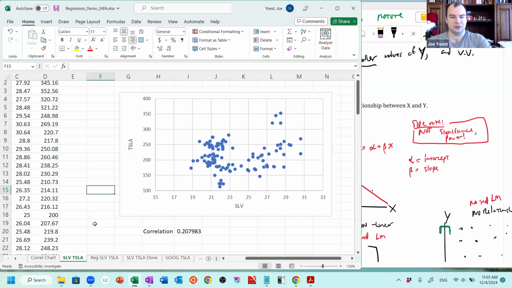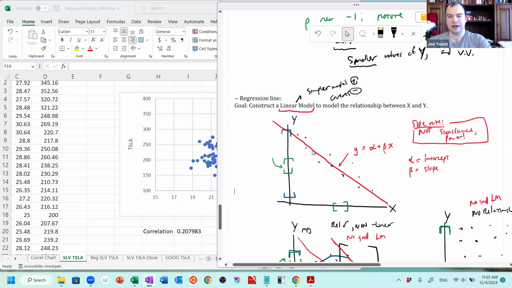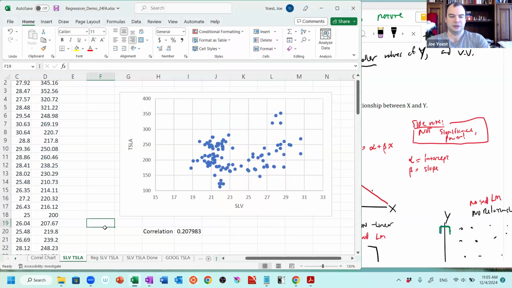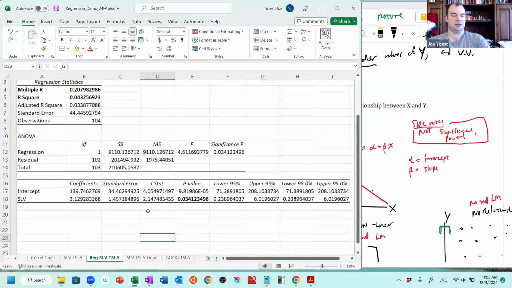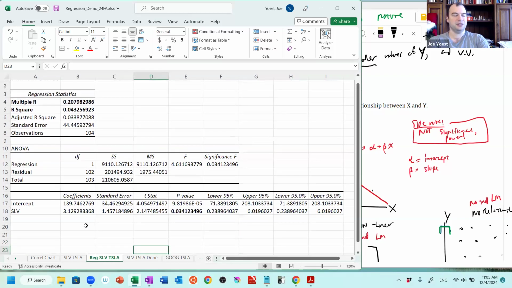If I ask Excel to draw this regression line, to find the values of alpha and beta, roughly speaking, that give the best model, it'll return something like this. We'll look at how to actually generate this in a minute, and also at how it decides what slope and intercept to use. So we're going to build off of this, but just looking at the results at this point, we see this multiple R. Well, this is really the correlation.